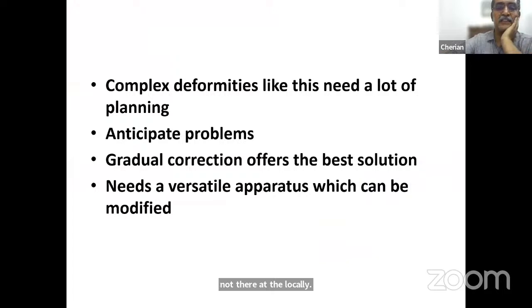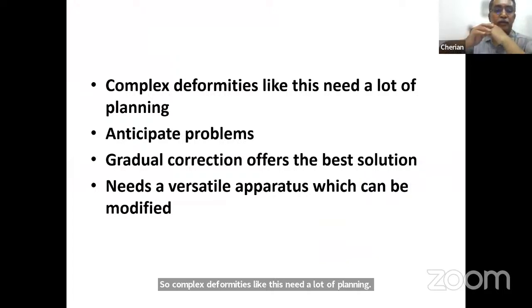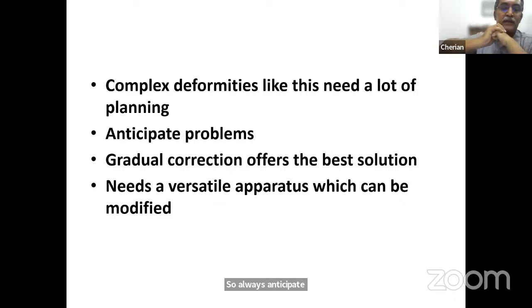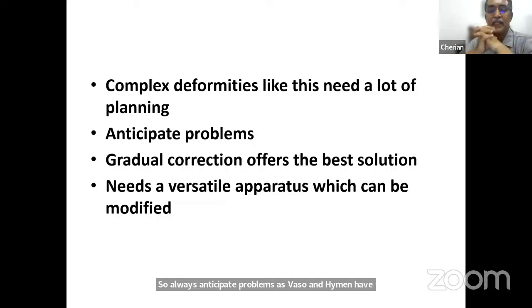So complex deformities like this need a lot of planning. So always anticipate problems, as Vasu and Hemant have said. Gradual correction is the best solution. And you need a very versatile apparatus, which can be modified. And I think the only apparatus that fits the bill is the Ilizarov apparatus and nothing else. So that's about the short case I wanted to present. Thank you.